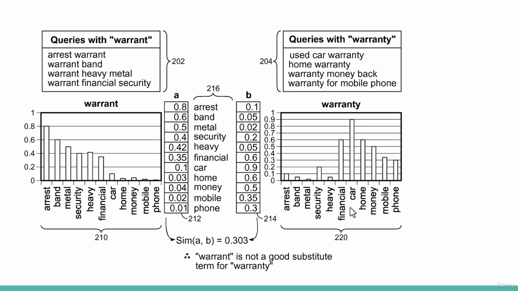Most of the co-occurring words do not match significantly between the two terms. Google compares which words are more frequently used. The word warranty is used more often with car and financial, though less so with financial. Google looks at the graphs for both terms. Here, warrant: arrest is high. Here, warranty: car is high. This difference between the two is very significant. Looking at the scoring, the score for one side is lower and the other side is higher. This means there is no strong match. The resulting conclusion is that warrant is not a good substitute term for warranty.